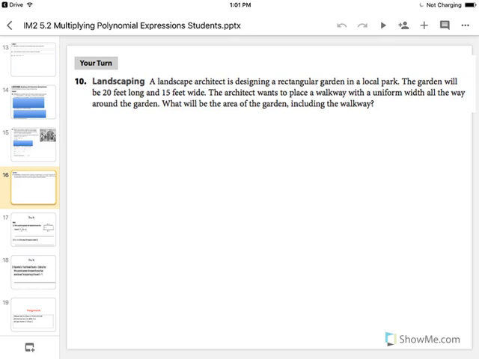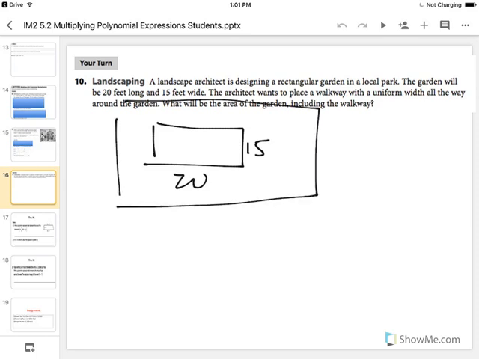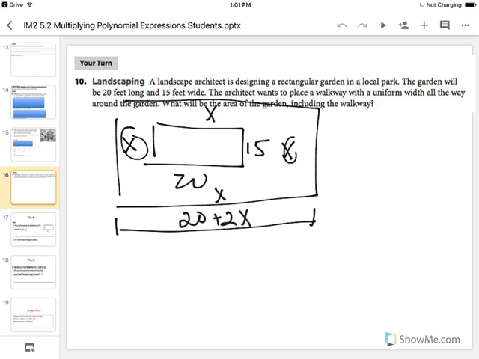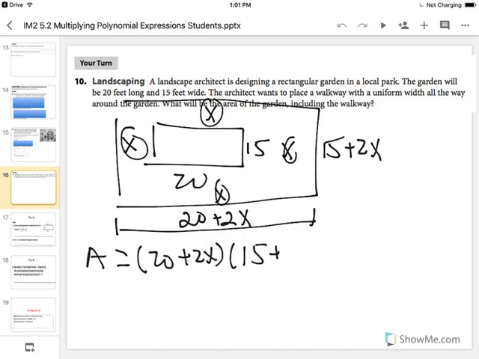Right, so let me give you a hint to work this out. This is the original garden. It's 20 by 15, and we have a walkway. It's saying that it's a uniform width, so this side is x, this is x, this is x, and this is also x. So our length, since we have two of those, will be 20 plus 2x. The width, since we have two of these, will be 15 plus 2x. So the area will be 20 plus 2x times 15 plus 2x.